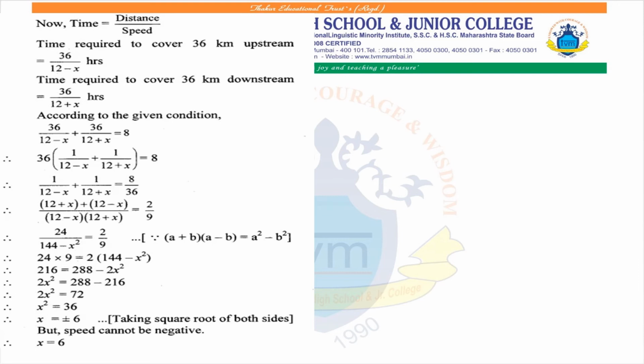So, x is equal to plus minus 6. But speed cannot be negative, therefore x is equal to minus 6 is unacceptable. So x is equal to 6. Therefore, the speed of water current is 6 km per hour.